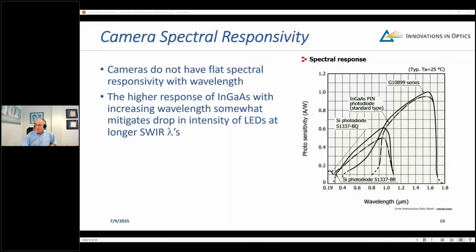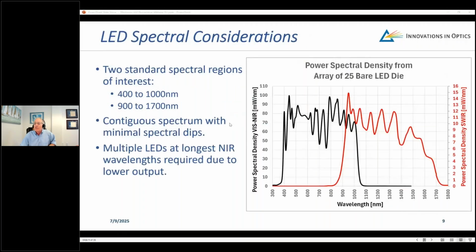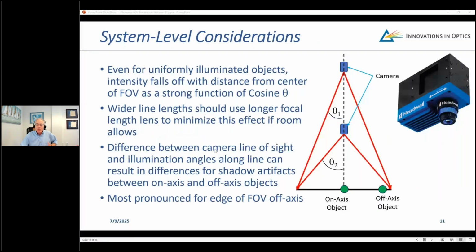In this case, indium gallium arsenide is one of the typical material systems, and then for the shorter wavelength range, silicon. But you can see that the sensitivity increases with increasing wavelength. So that's fortunate because it mitigates some of the drop in these longer wavelengths, so you still get a good result and good sensitivity. So we need to think about the system level considerations for an illumination system.